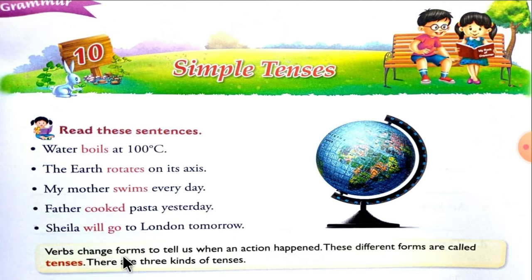Verbs change forms to tell us when an action happened. These different forms are called tenses. There are three kinds of tenses. So let's see.